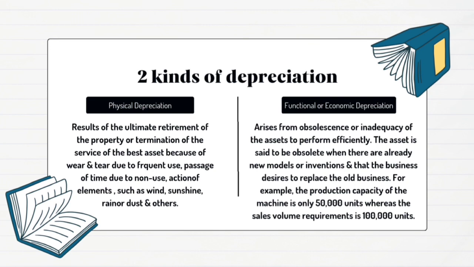The functional or economic depreciation arises from obsolescence or inadequacy of the asset to perform efficiently. The asset is said to be obsolete when there are already new models or inventions and the business is desirous to replace the old asset. For example, the production capacity of the machine is only 50,000 units, whereas the sales volume requirement is 100,000 units.